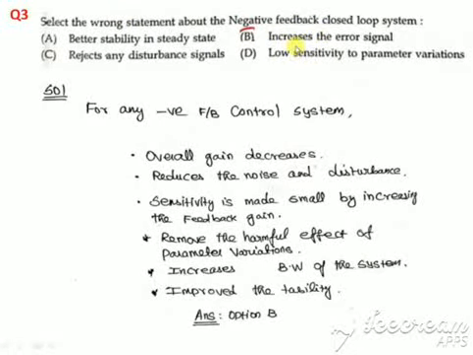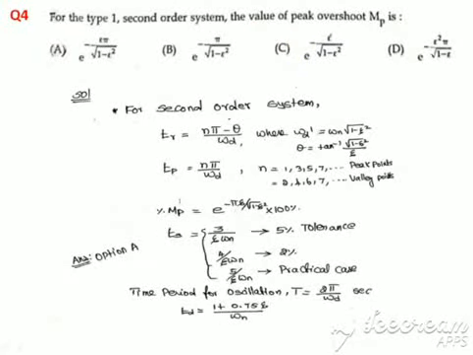Fourth question: for a type 1 second order system, the value of peak overshoot is A, e power minus epsilon pi divided by square root of 1 minus epsilon squared; B, e power minus pi divided by square root of 1 minus epsilon squared; C, e power minus epsilon by square root of 1 minus epsilon squared; D, e power minus pi squared by 1 minus epsilon squared. For the second order system, this is the standard formula available.